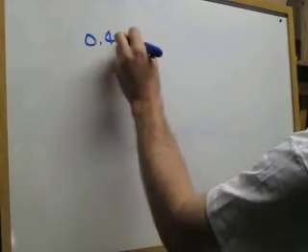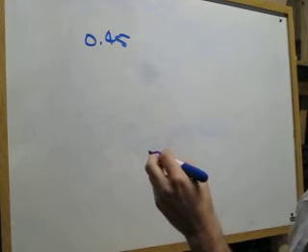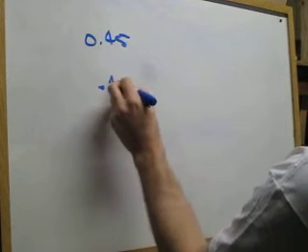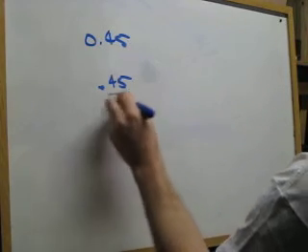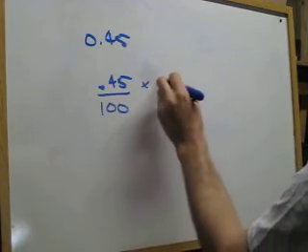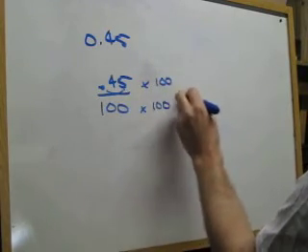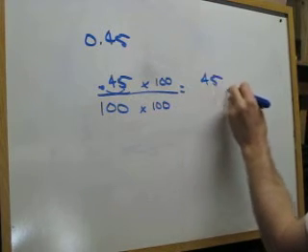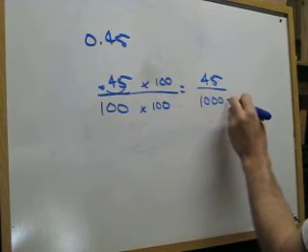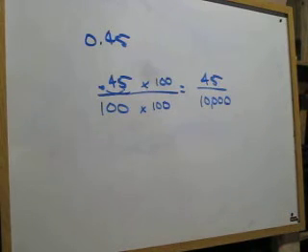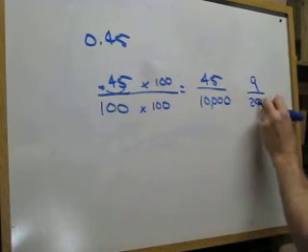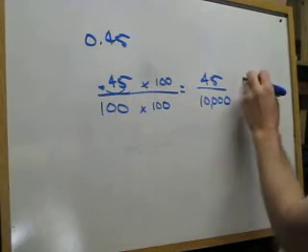Alright, we got 48, we have 0.45. So we're going to change that to 0.45 over 100, multiply it by 100, multiply it by 100, because we had to move over 2, so we need 2 zeros. So that gives me 45 over 10,000. And then when you reduce that, you end up with 9 over 2,000 for an answer there.